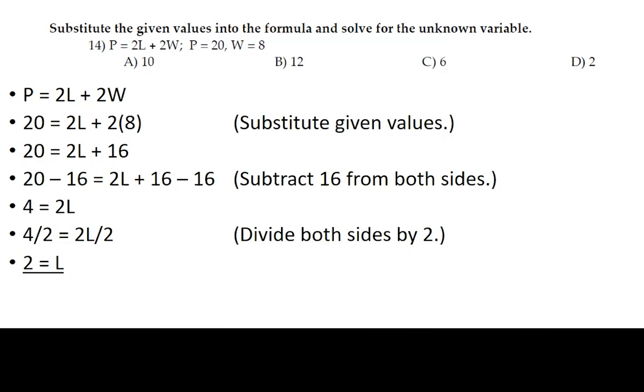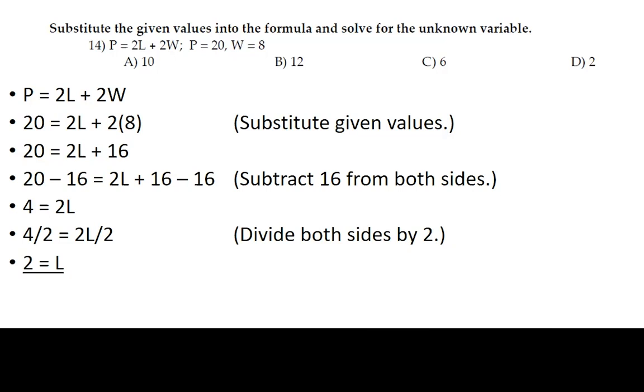Substitute the given values. They give us that P is 20. They give us that W is 8. That means that the unknown variable we're solving for is L. 2 times 8 is 16, so we simplify. 20 equals 2L plus 16. And we're old hats at solving by this point.